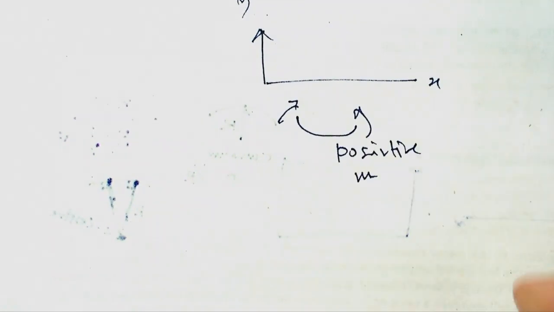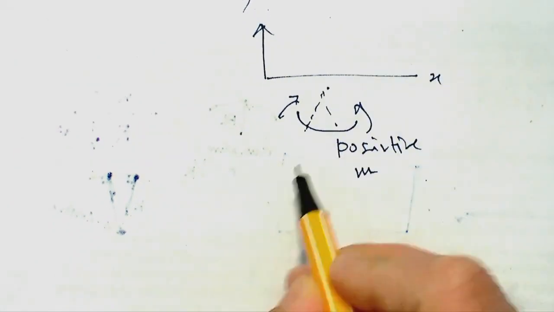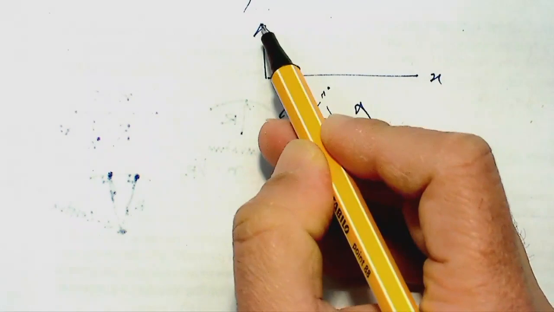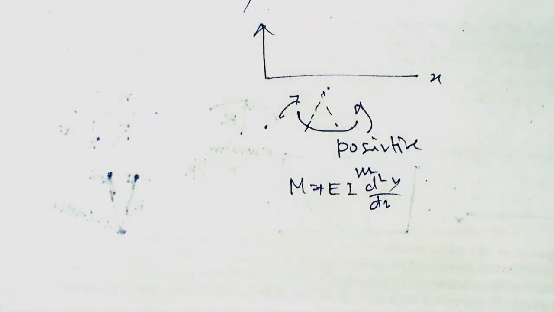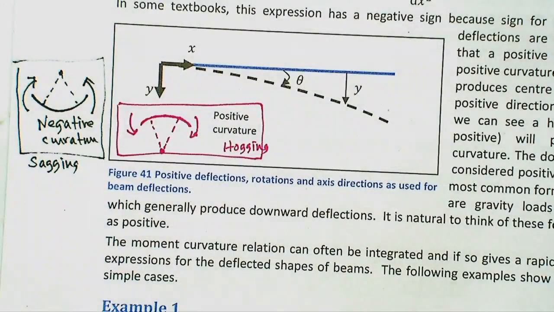So this is a positive moment. What you have to do is think, if I apply a positive moment, where the direction of the curvature is. So that is the positive side, so that is a positive curvature. So M would be EI d2y/dx2, with a plus sign. If in this case y was downward, then that would be with a negative sign. So make sure that you look at that for different books that you are referring to.